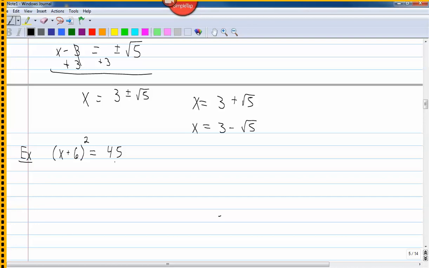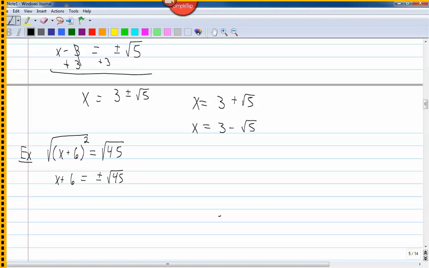Alright, to solve this using the square root property, first thing I need to do is make sure that whatever's being squared is on one side by itself, and I have the constant on the other side. Now, take the square root of both sides. And when we take the square root of both sides of an equation, we put a plus or minus in front of the real number side. So the square root of the left side will remove the power here. So you have x plus 6 equals plus or minus the square root of 45.